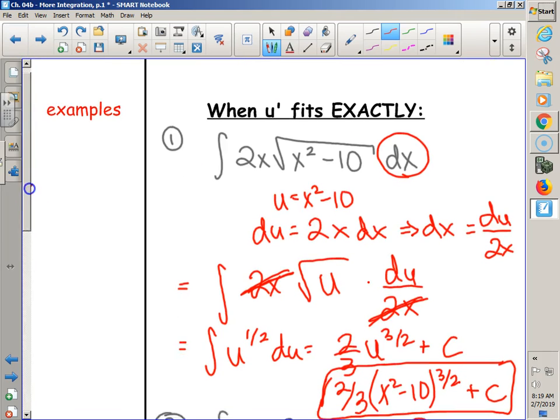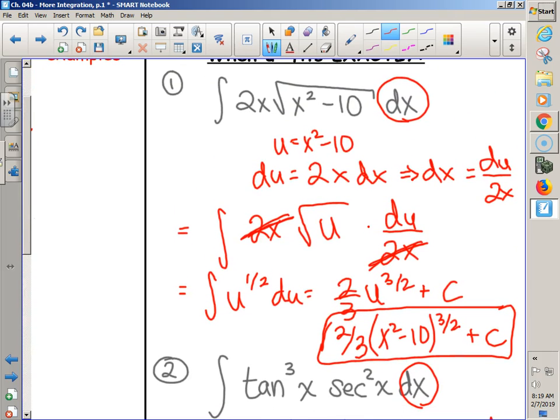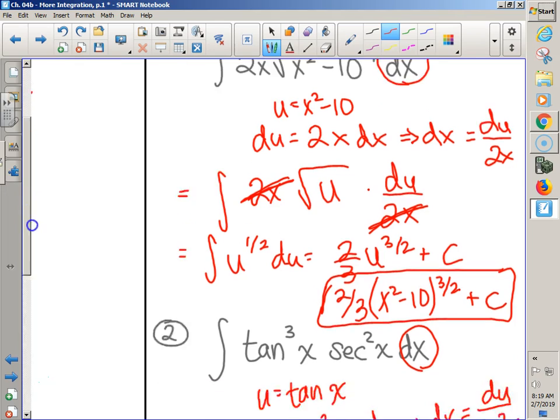This one, we went to plug in. We went to plug in for dx. When we plugged in, what happened? This was a perfect u prime. Everything canceled out. How about this one?